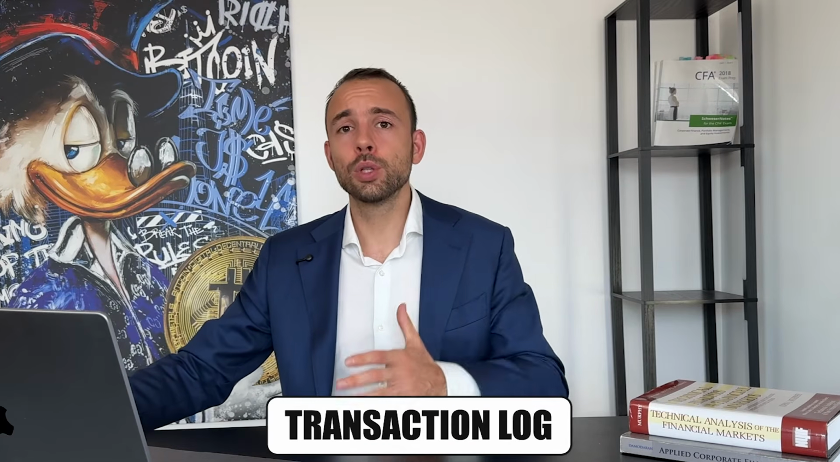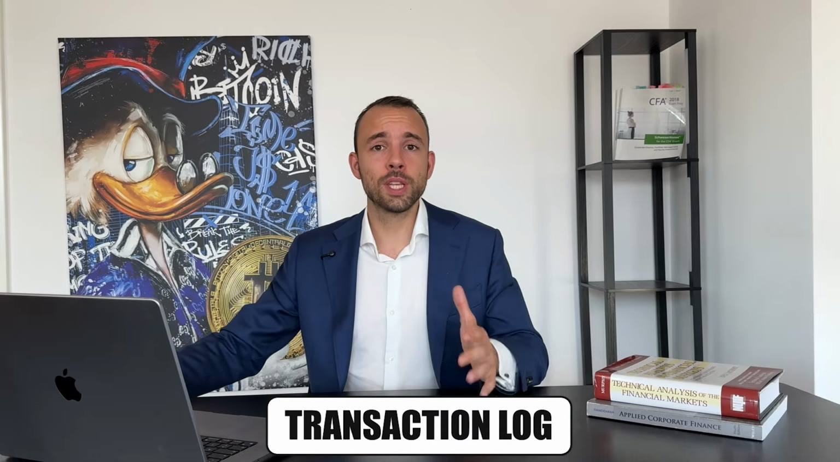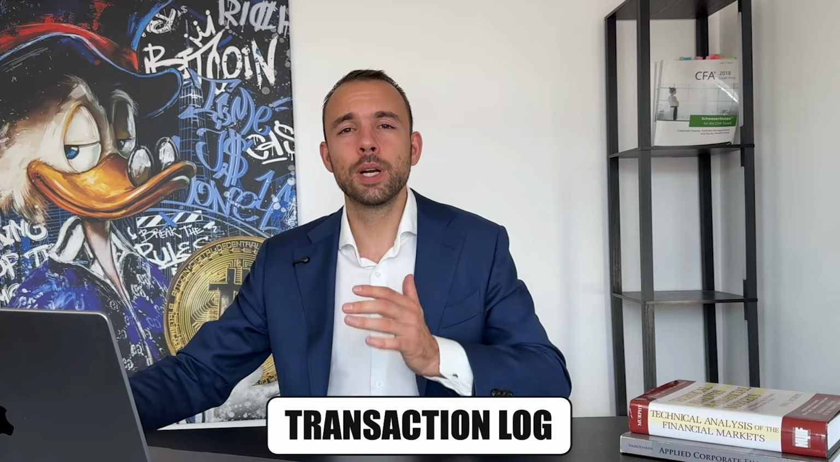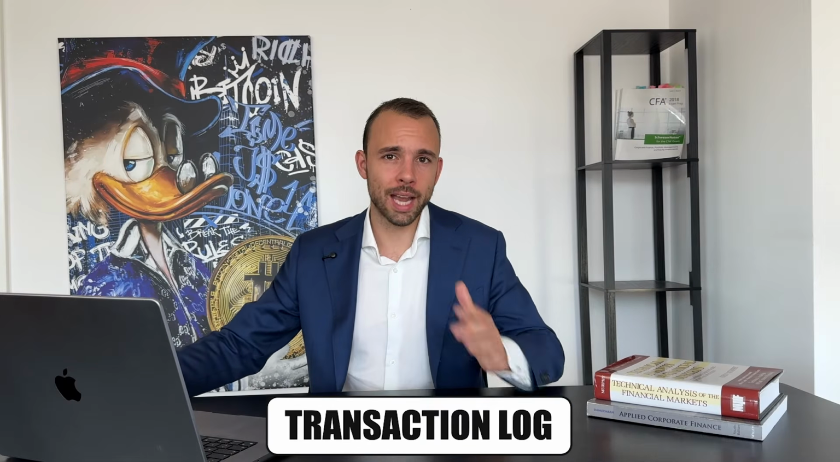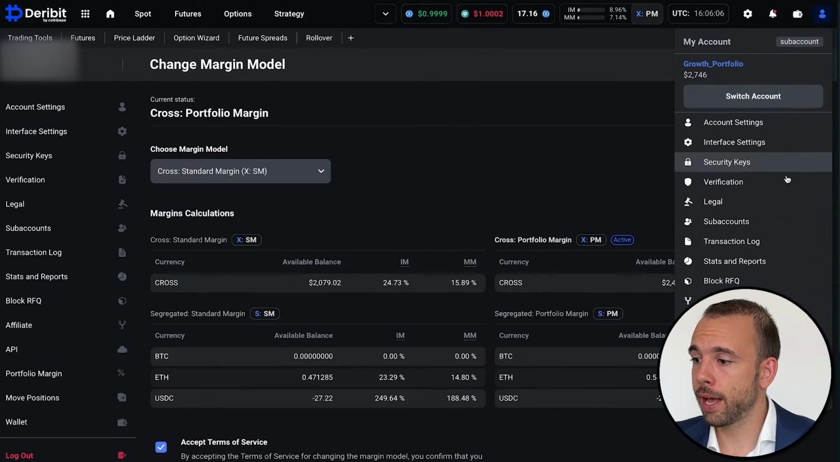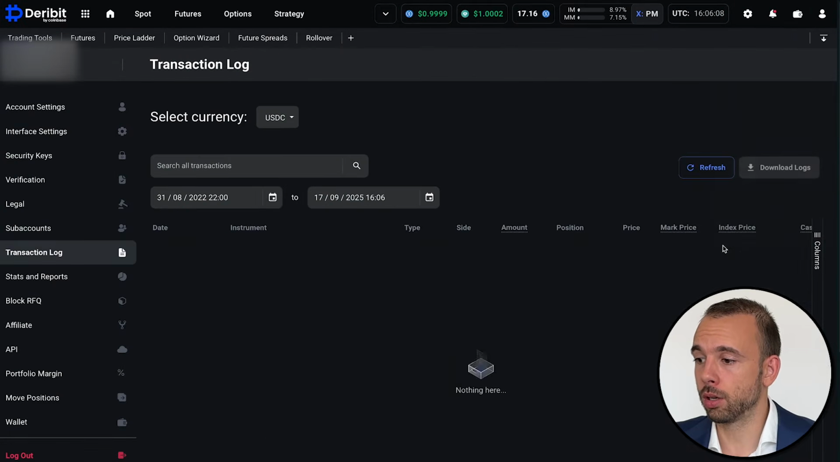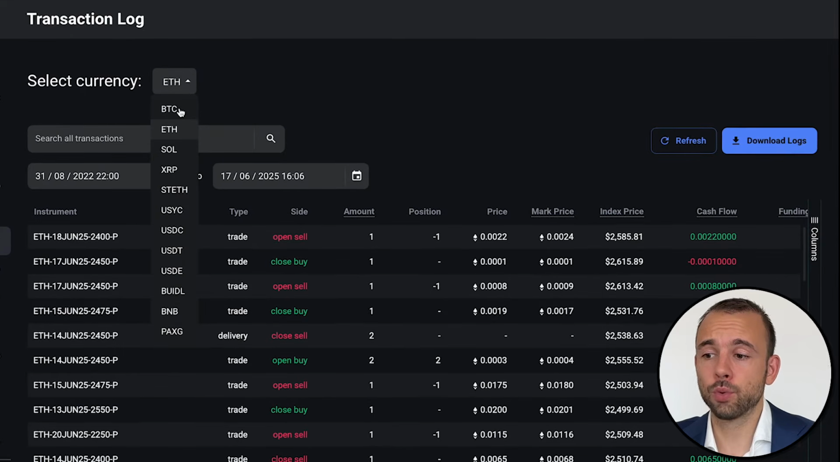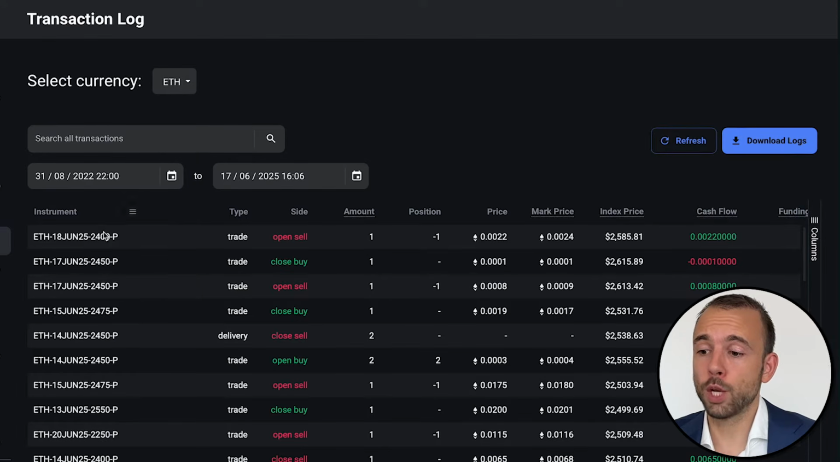And now let's take a look at the transaction log, because all the trades that I have done are visible in the transaction log. And it's very important to understand how the transaction log is built. To open the transaction log, I have to click on transaction log. And first of all, I have to select for which currency I would like to open the transaction log. So let's keep Ethereum and let's take a look at one example.